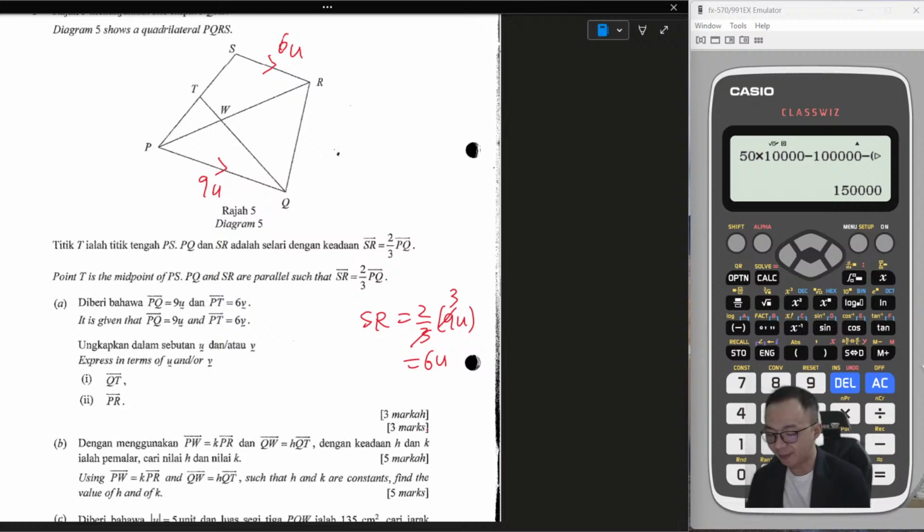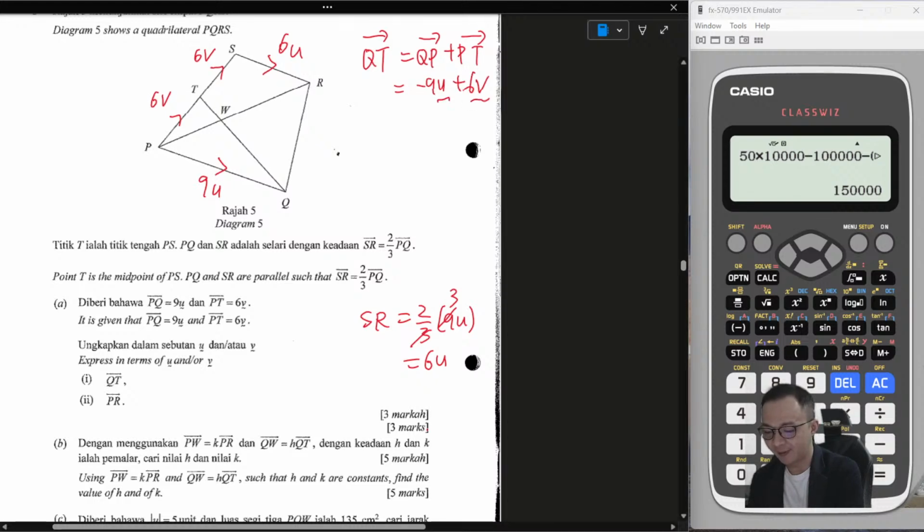Then PT is 6V. But since T is a midpoint, here is another 6V. Okay, this is everything we know so far. Then the question asks me to find QT. QT is very straightforward. Q to T is Q to P plus P to T, which is negative 9U plus 6V. Okay, done.